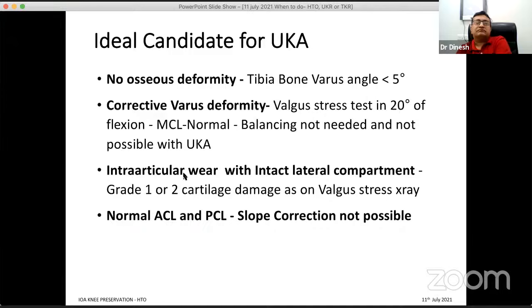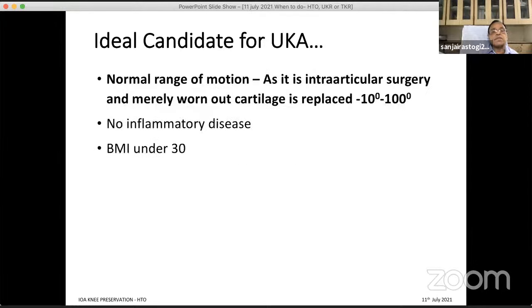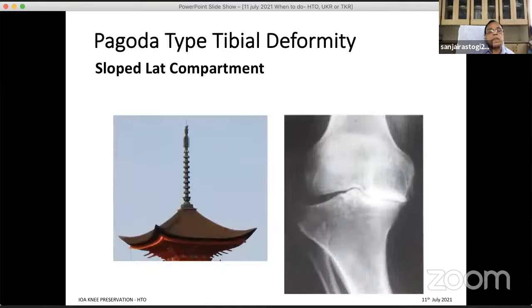It should only have an intra-articular wear and an intact lateral compartment, and ACL PCL should be normal because we can't do slope correction. The ideal patient should have a normal range of motion, but should not have any inflammatory disease, and BMI should be under 30.